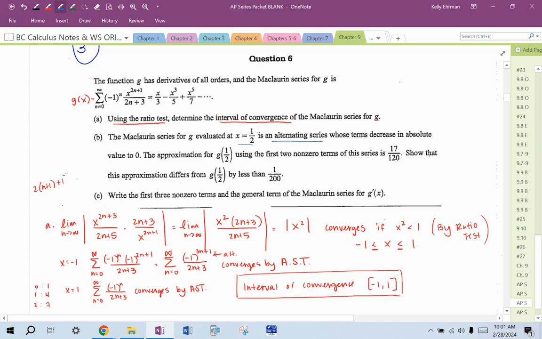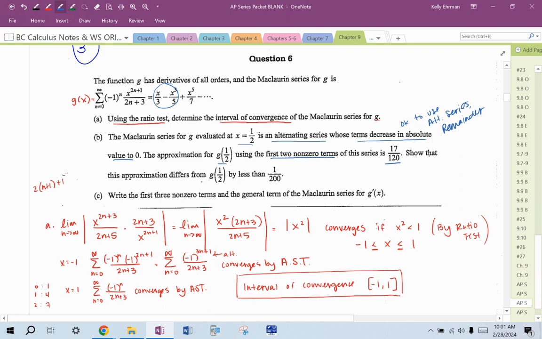It's an alternating series whose terms decrease in absolute value. This gives us the green light to use the alternating series remainder, the first neglected term, instead of relying on Lagrange. The approximation for g of 1/2 using the first two non-zero terms of the series is 17 over 120. So they used these two terms, plugged in 1/2, got 17 over 120.